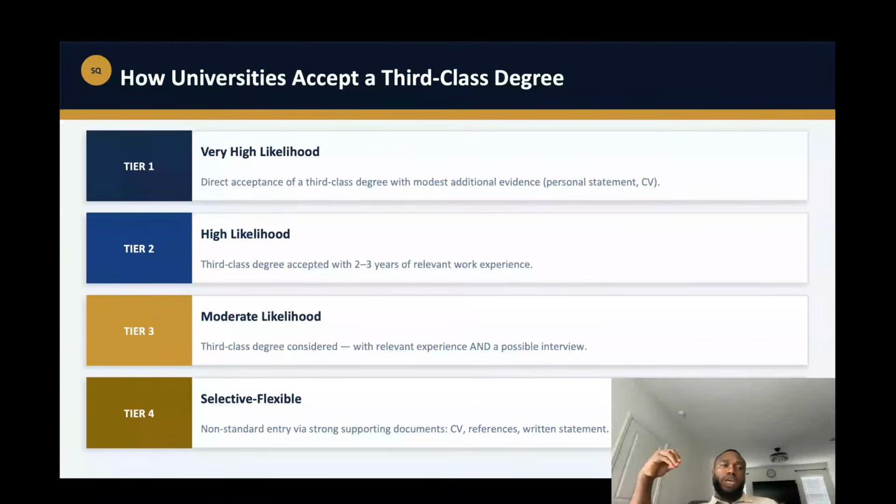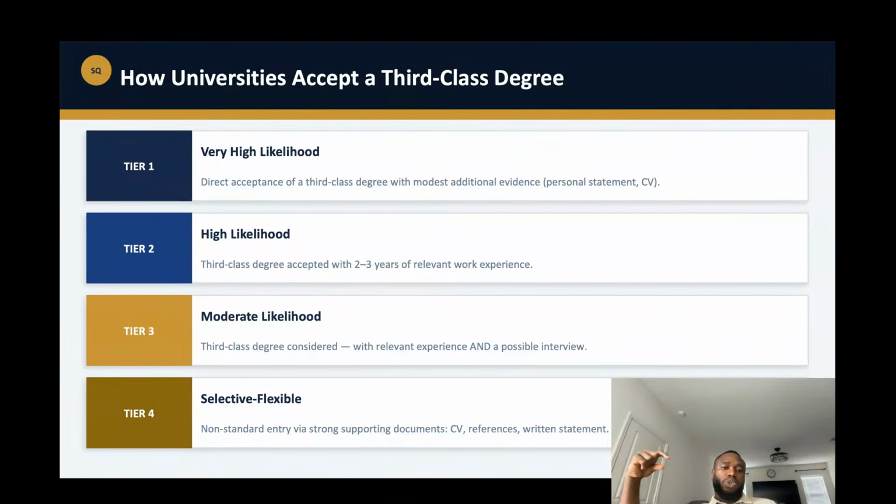So let's look at the way that UK universities accept a third class degree. What I did was break it down into 4 different tiers. Tier 1 is universities that give you a very high likelihood of acceptance. If you have a third class degree and modest additional evidence like a personal statement and your CV, that is enough to get admitted to that program.